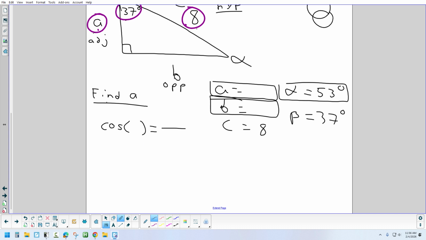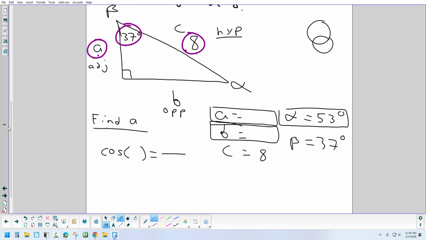You always have a fraction on the other side. What is the angle that I'm filling into cosine? 37. So we got the cosine. Cosine of 37, adjacent over hypotenuse. What's the adjacent? A. And what's the hypotenuse? 8. Now we just have to get A by itself.